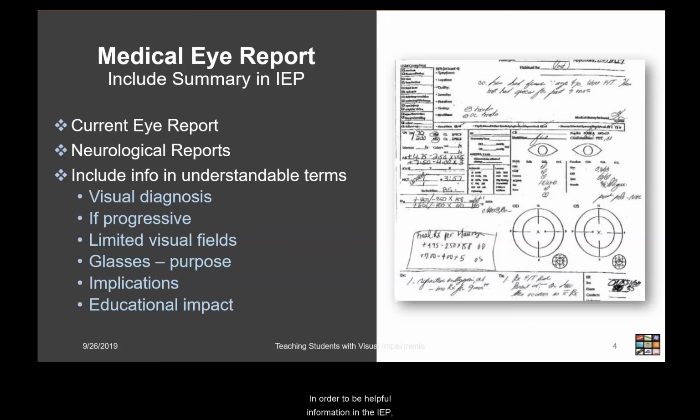In order to be helpful information in the IEP, you must first know how to interpret the information, understand the implications of the visual diagnosis and potential educational impact, and then put the information into understandable terms for the team. Be sure to include the visual diagnosis with a brief description, identify if the condition is progressive or expected to improve, if there is limitation in visual fields, and if the student has been prescribed glasses and the purpose as well as when they are to be worn. Finally, identify if the doctor has identified any restrictions.